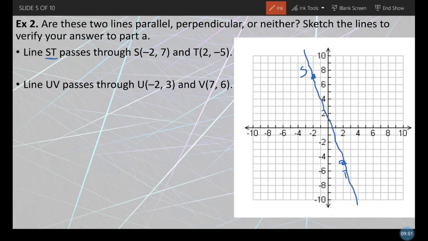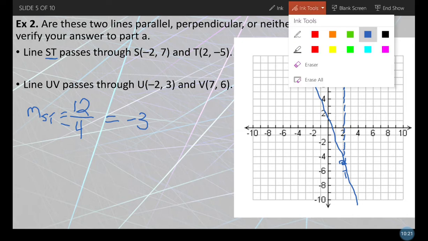So what I need to do is figure out the slope of ST. So we'll do the rise over the run. So the rise of 1, 2, 3, 4, 5, 6, 7, 8, 9, 10, 11, 12. So 12 over the run of negative, because I'm going backwards, 1, 2, 3, 4, over negative 4. So the slope of line ST is negative 3.